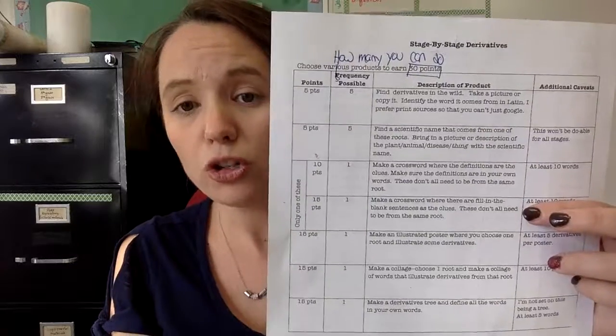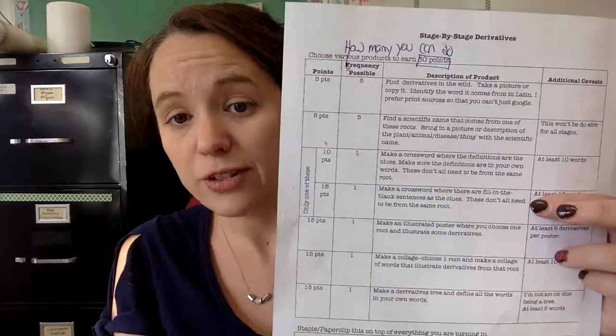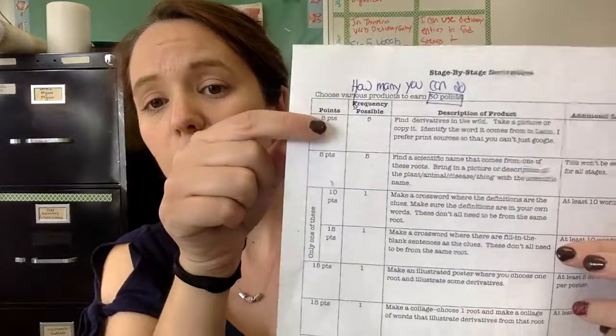When you're making your products, you see that sometimes they say choose a root, or illustrate derivatives. For example, if you find one in the wild, like if you see one of these derivatives in a book, you can take a picture of it and that's worth 5 points. You can also find, this might or may not be doable, a scientific name that comes from one of these roots. By all means, you can find it and give it to me.